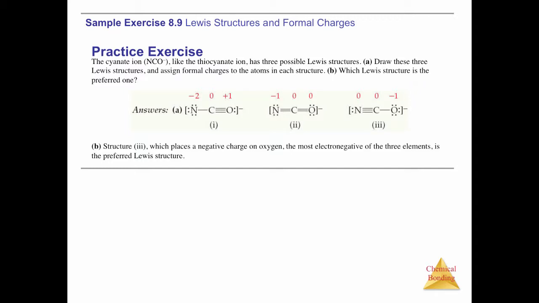So for practice, you're going to try the cyanate ion, NCO-. Like the thiocyanate ion, it has 3 possible Lewis structures. You're first going to start by drawing these 3 structures, assigning formal charges, and then deciding which one is the preferred structure.